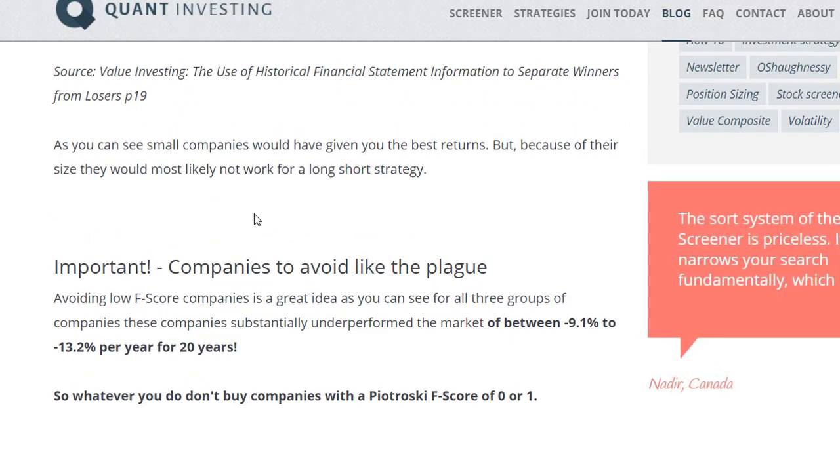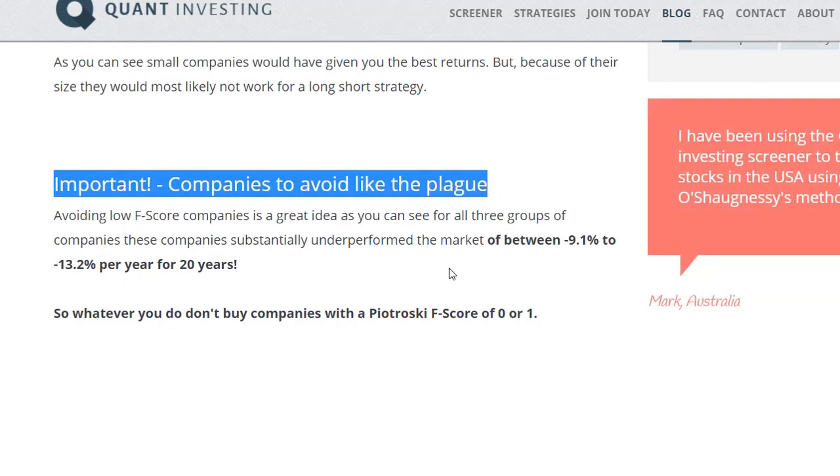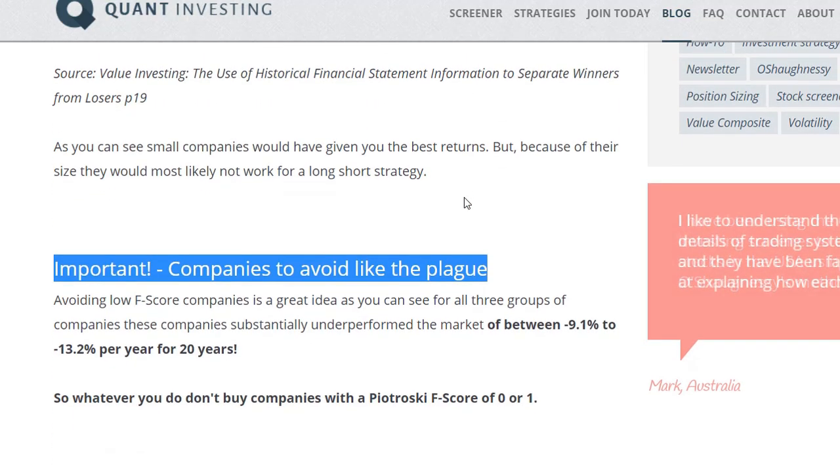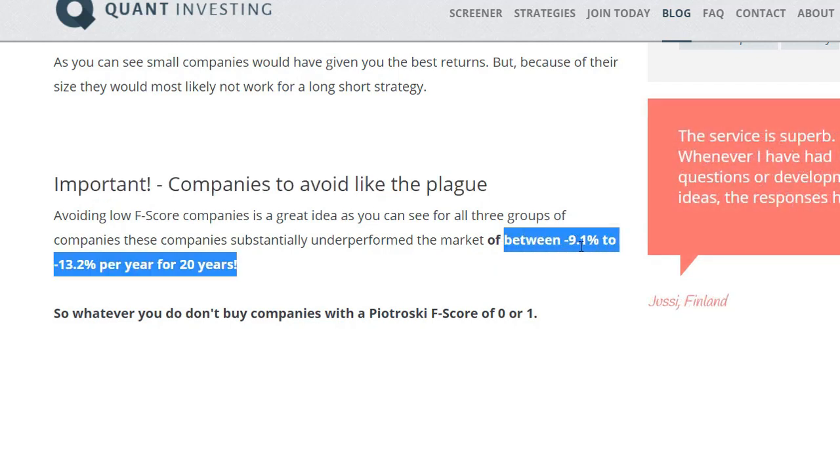So what he is addressing here, Tim from Quant Investing, is this important notice: even though you're not even looking at the potential gains, then just by not choosing the companies with the Piotroski score of 0 or 1, simply by not choosing the worst companies, you would miss out on the companies that were underperforming the overall market for 20 years in a row.